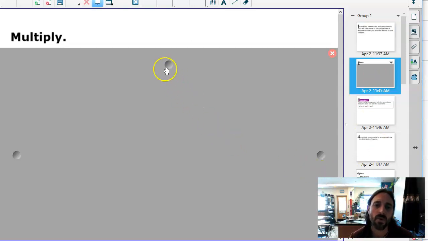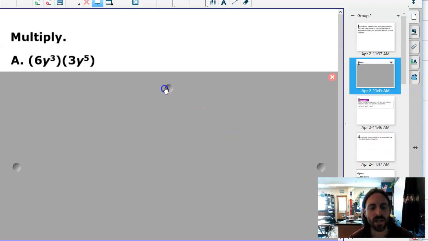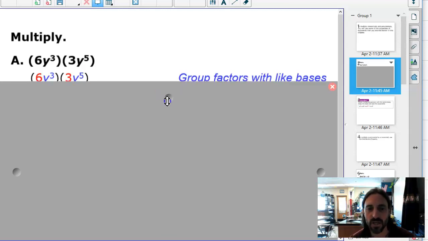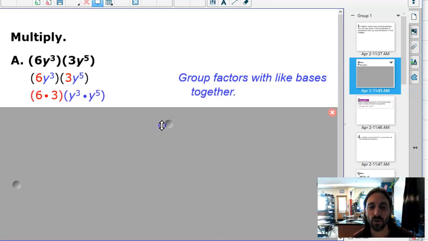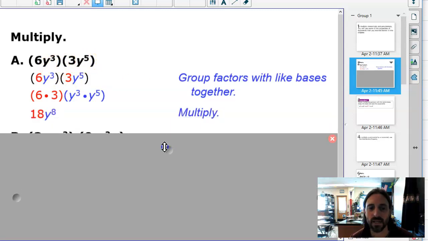So, multiply. Multiply what? In this example, we have two monomials being multiplied together. And so the process of doing this is basically we're grouping everything and multiplying. For example, 6 times 3. Those are the coefficients. 6 times 3 is 18. That also means y to the third times y to the fifth, and that becomes y to the eighth. So 18y to the eighth.